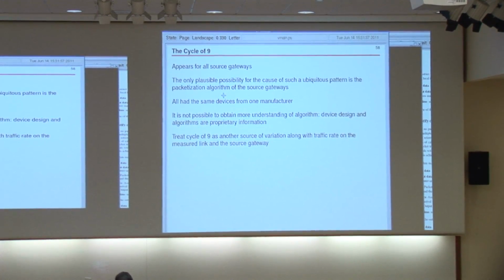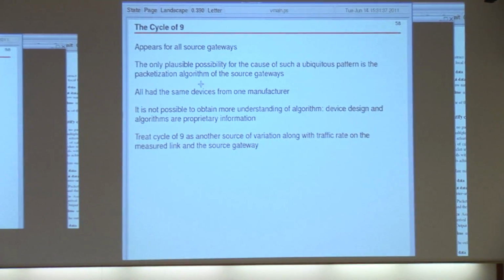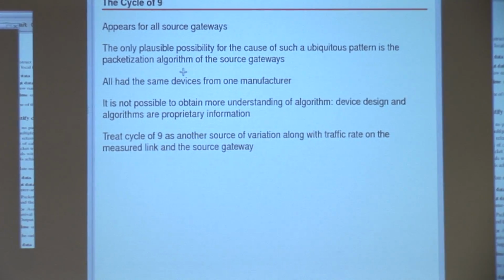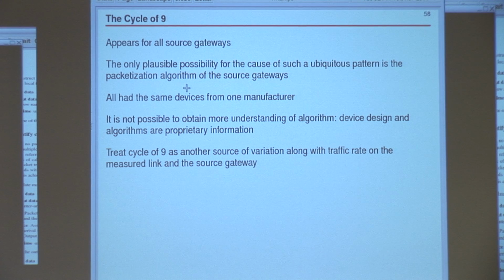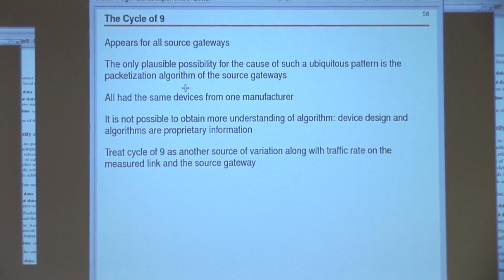But we saw this cycle of 9 in every single gateway, whether it was coming from Buenos Aires or London or Anaheim or Boston or Chicago or whatever. That cycle was there. So when you realize this, you realize the only possible source of this are the gateways themselves. It's something about the gateway and the algorithms it's running to do the packetization.